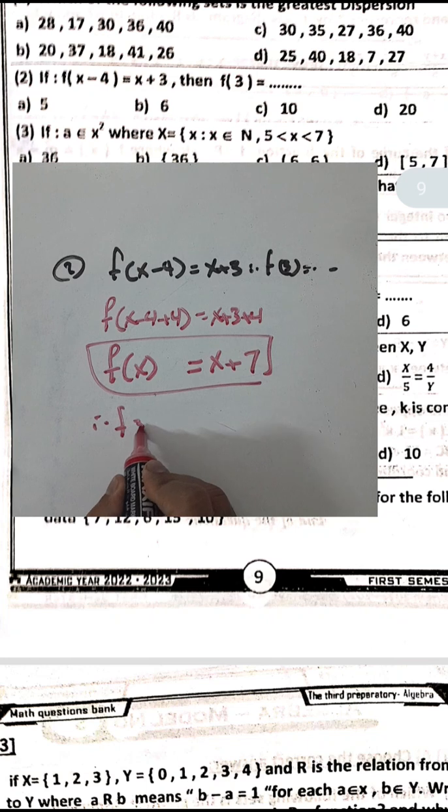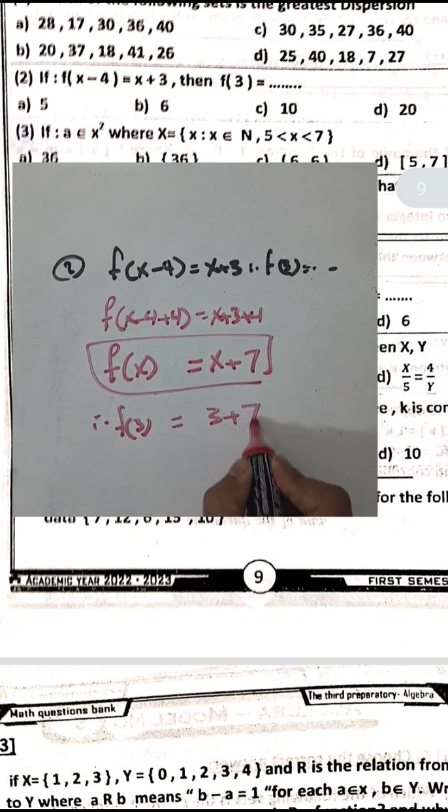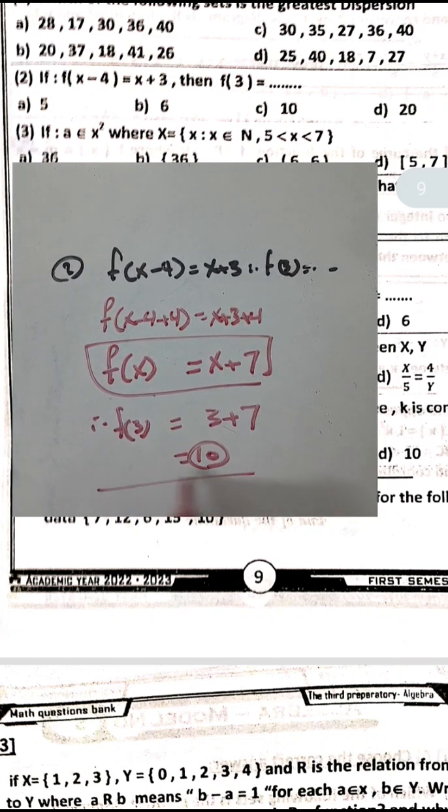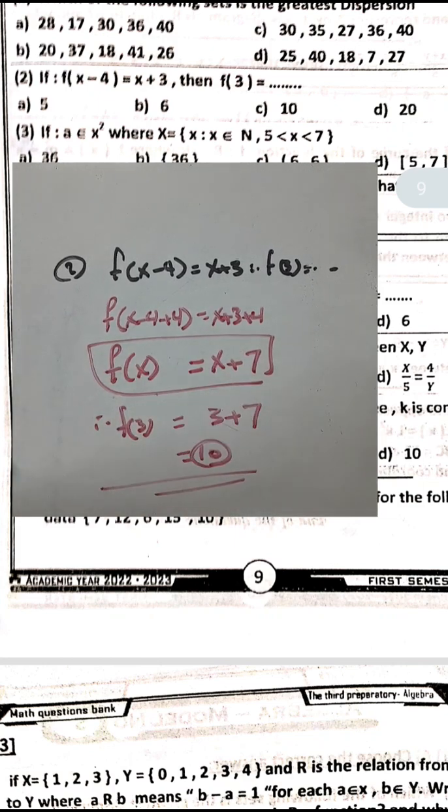Then we want to find the value of f of 3. Write 3 here, 3 plus 7, it will be 10. The result here will be 10 for question number 2.